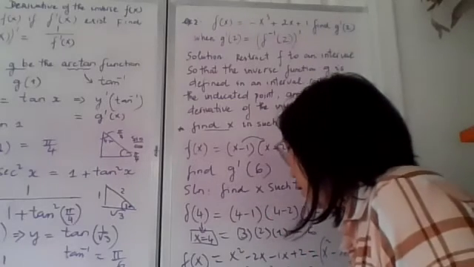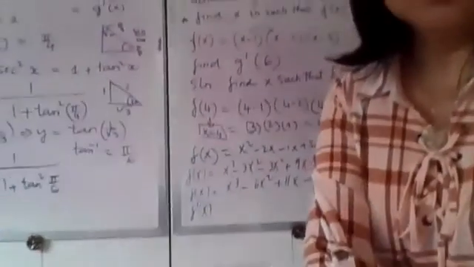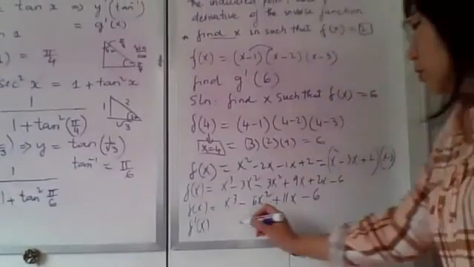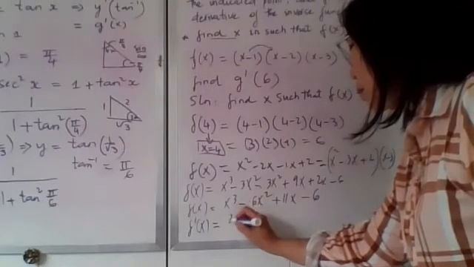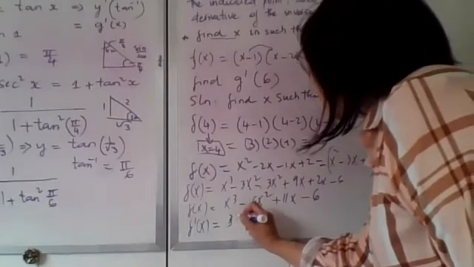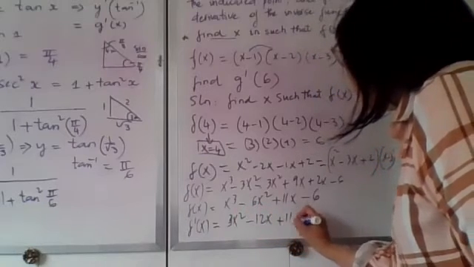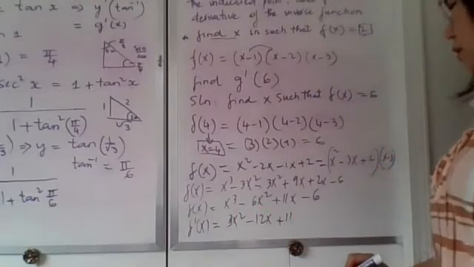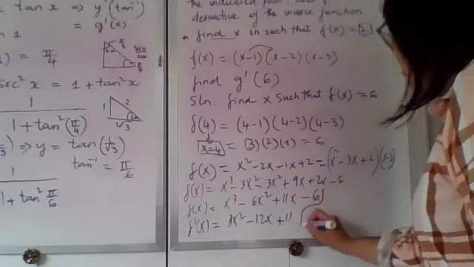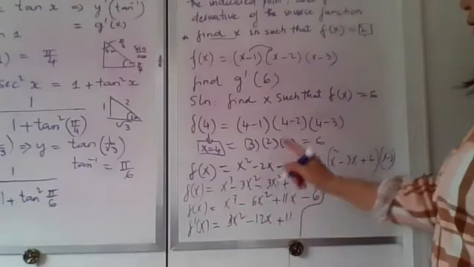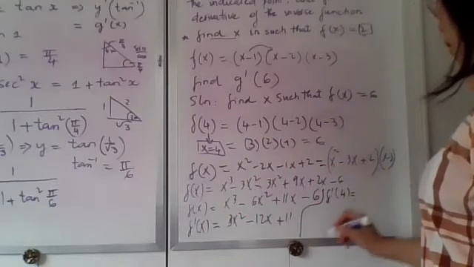Now we can find the derivative of this, right? So the derivative of this function will be equal to 3x squared minus 12x plus 11. And this is 0, right? So now what do we do next? Now we have to find f prime of 4. What is f prime of 4?